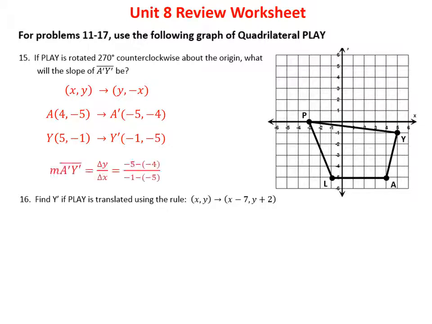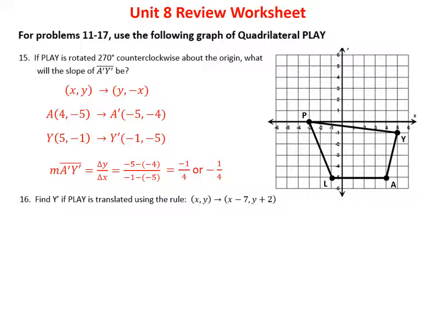And now we just simply do the slope. So the slope here is going to be y2 minus y1: -5 minus -4. Remember, that'll be -5 plus 4. And then x2 minus x1: -1 minus -5, or -1 plus 5. And we end up with negative 1/4. Okay? So the slope of that is negative 1/4.